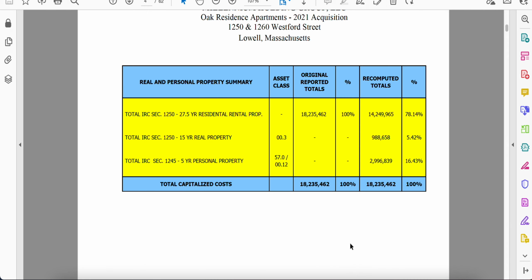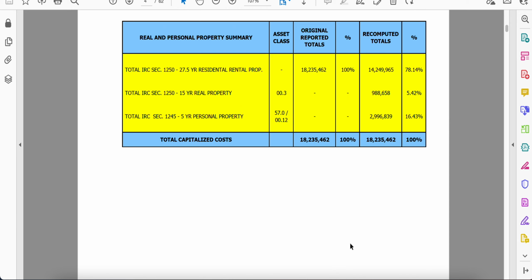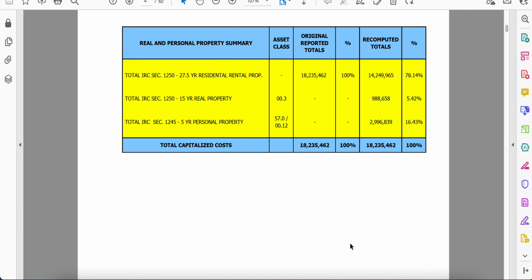So now I'll pull up an actual report that we used, and in this table you'll see the time periods that I was referencing. In line 1, you'll see the 27 and a half year bucket, then you'll see the 15-year bucket, and then you'll see the 5-year bucket. And you can see in the original reported totals, 100% of the property value, the building value, was reported in the 27 and a half year line, which means you could have taken this $18.2 million, divided by 27 and a half, and that's your depreciation each year.